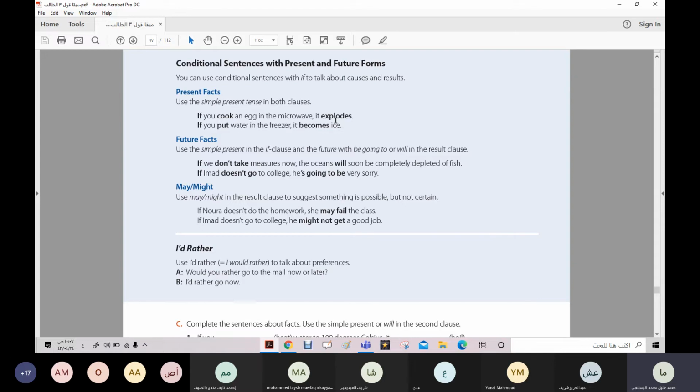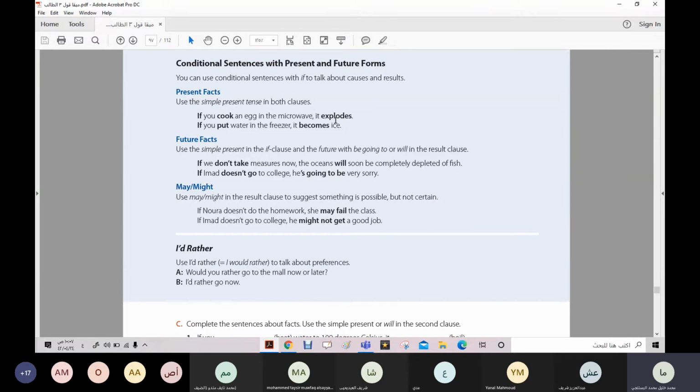Now here we have the expression I'd rather. Use I'd rather or I would rather to talk about preferences. Look at the example. Would you rather go to the mall now or later? I would rather go now. I prefer. I want to go now. I'd rather go now. Okay, so this is the second part of the structure.